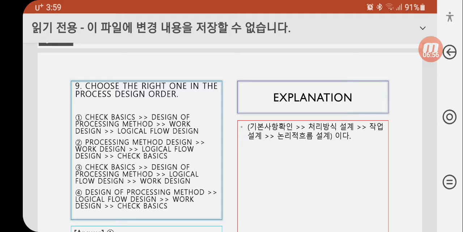Choose the right one in the process design order. First step is check basics, and next step is design of processing method, and then work design. Finally, logical flow design. Therefore, the correct answer is number 1.